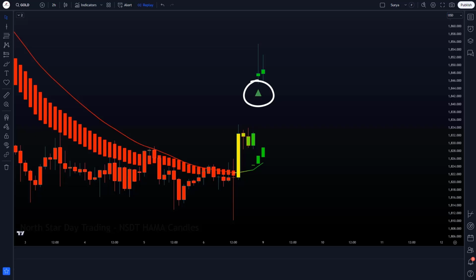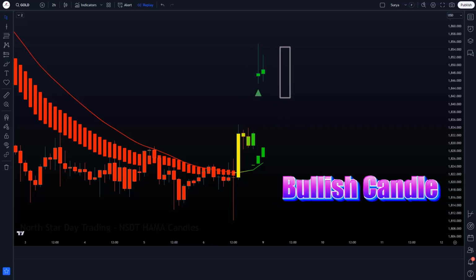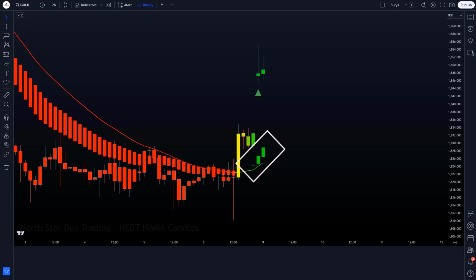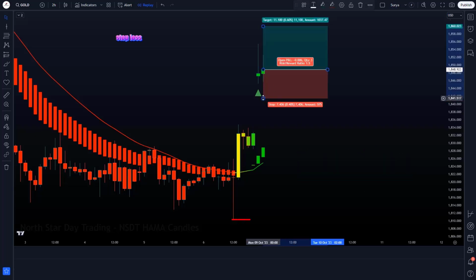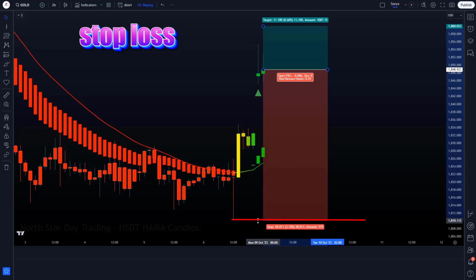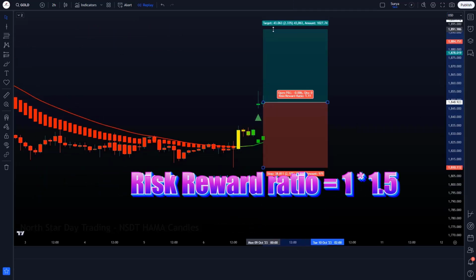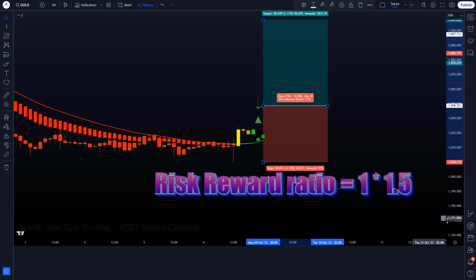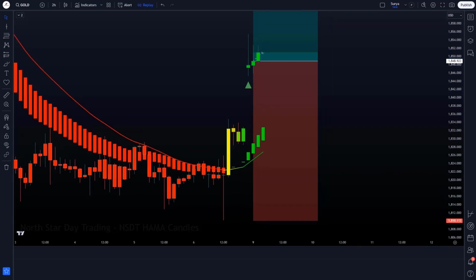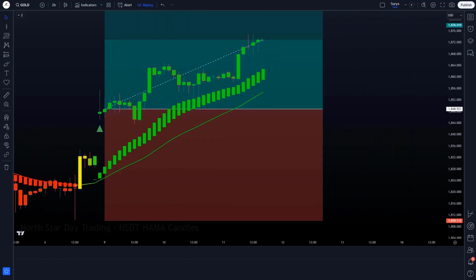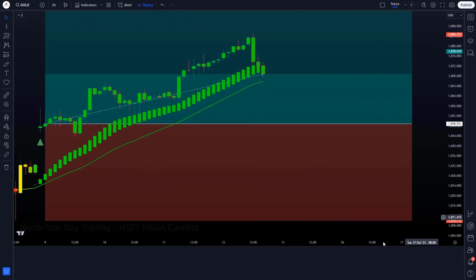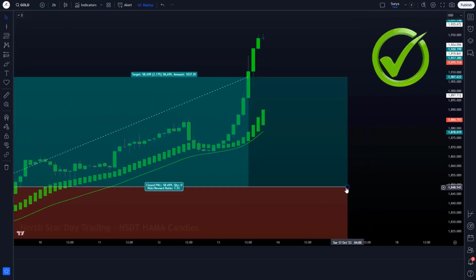When the Jack's Beginner Strategy Indicator has given a buy signal, when the market forms a bullish candle, and the NSDT Hama Candles indicator forms a green candle, if this condition is met, then we will take a buy order. Our stop loss is to be placed at the previous low of the market, and the risk to reward ratio will be 1 to 1.5. Let's see what happens to our trade. Our trade is running in profit. We have won the trade.